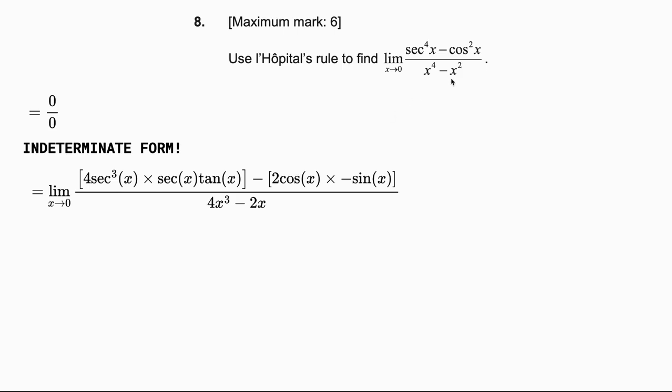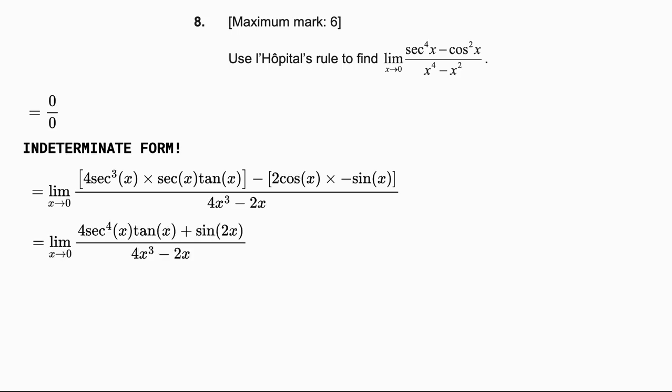And now we differentiate negative cosine squared of x. Once again, we bring the 2 down, subtract 1 from the power, and then we multiply it by the derivative of cosine of x, which is negative sine of x. And then we simply use the power rule to differentiate this over here, x to the 4 minus x squared.